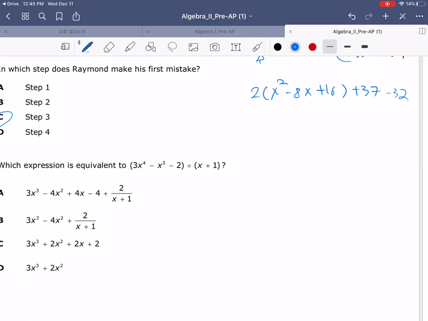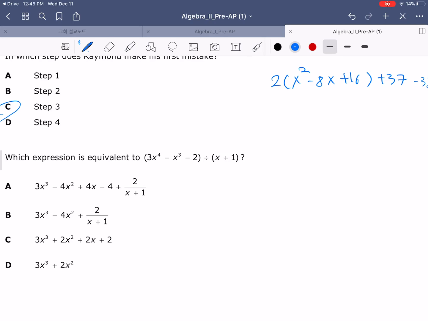Question number 17. Ooh, it's such an easy question. It's a long division, right? X minus 1 divide by.